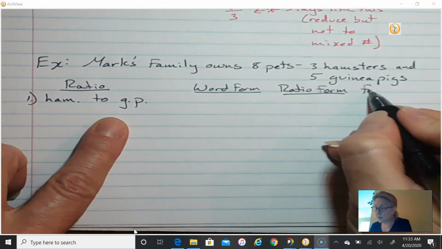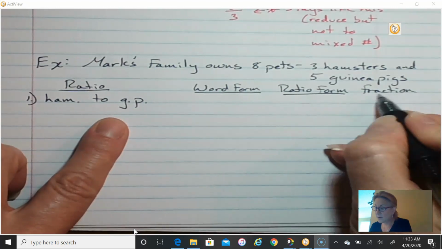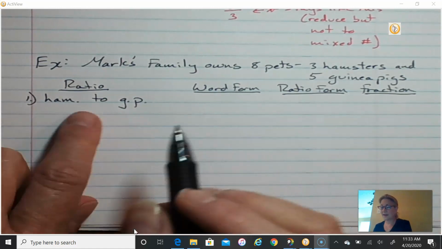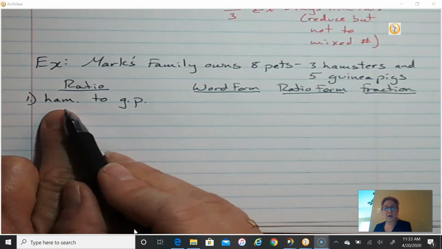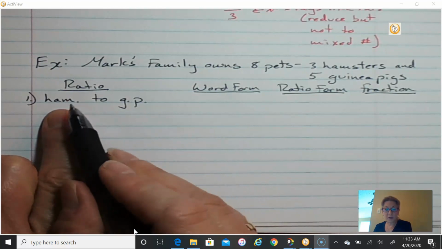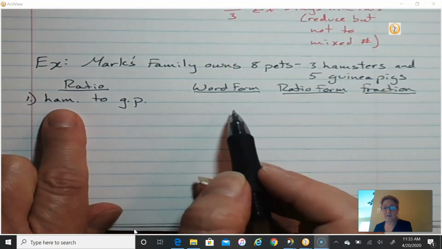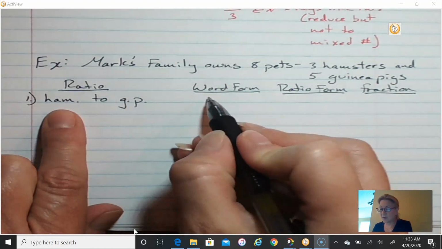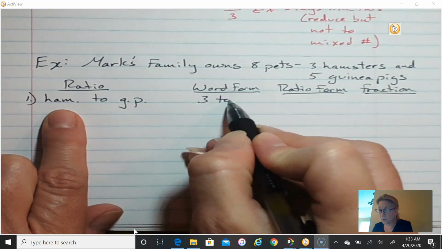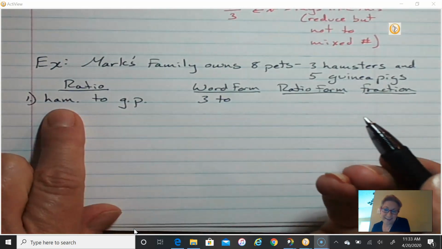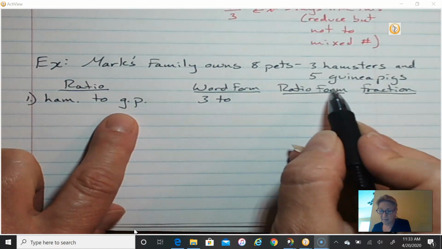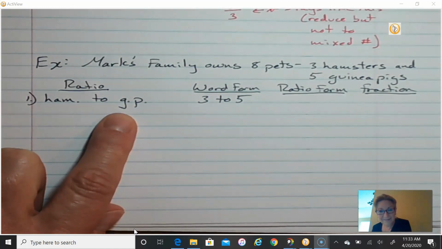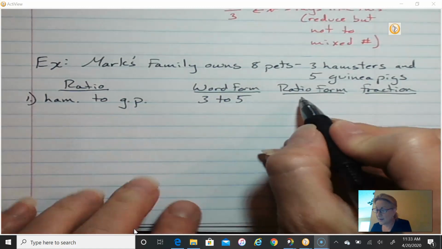And fraction form, we're going to write it there. Okay? So hamsters to guinea pigs. Whatever is written first is what you write first here. So how many hamsters are there? There's 3. 2, that's the word part. See, isn't that nice? How many guinea pigs? 5. That's it. Ratio form.